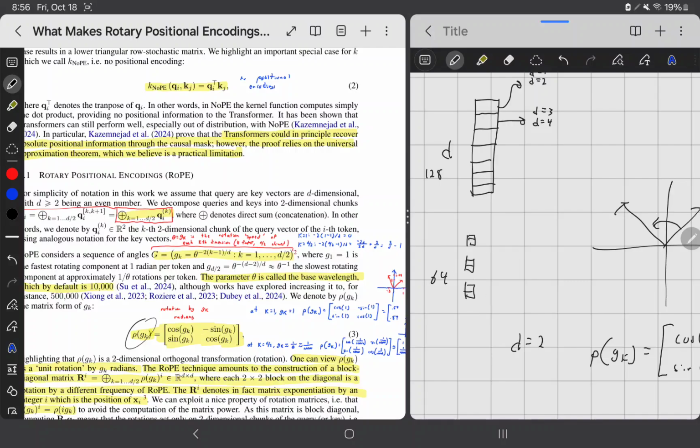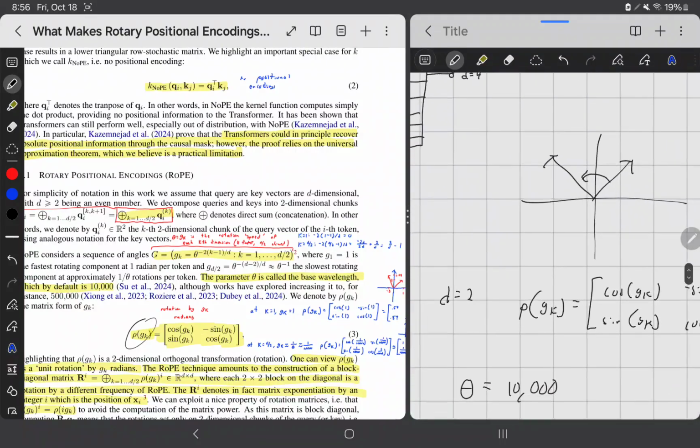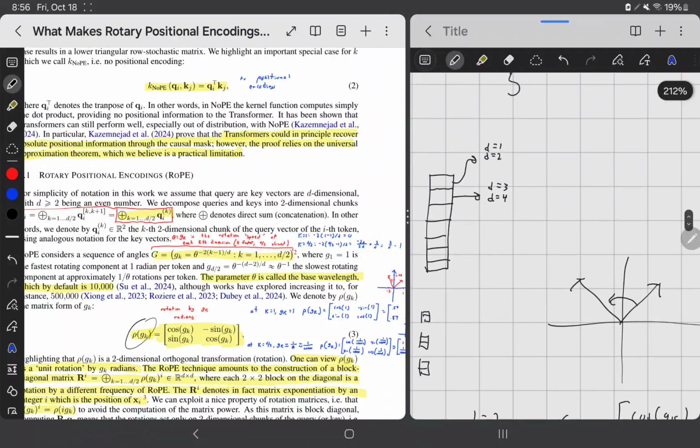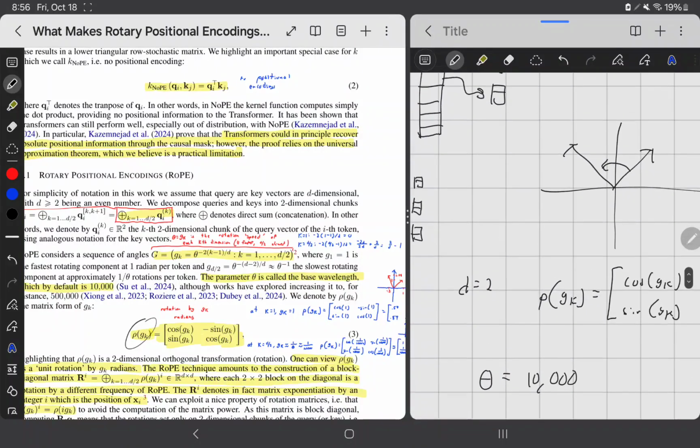And we're going to rotate each of these independently from each other, just using this matrix here. So if we have a vector with 128 dimensions, we would basically take the first pair, and this would be one vector we're going to rotate. This is the second pair we're going to rotate. This is the third pair we're going to rotate. And we're going to rotate them according to this theta value.